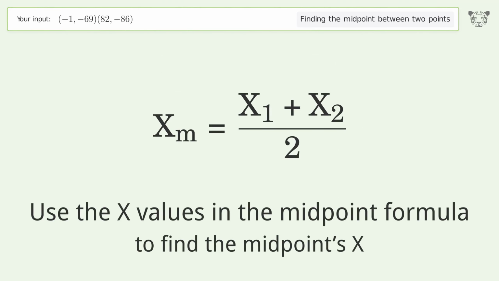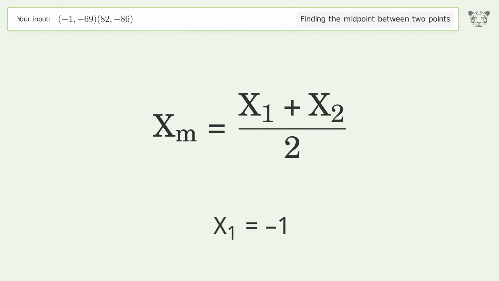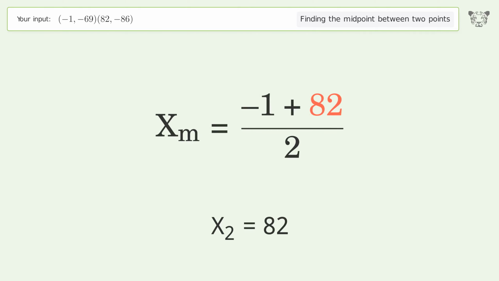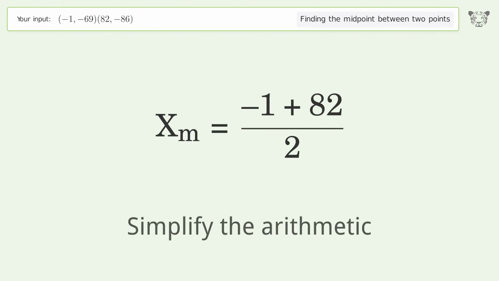Use the x values in the midpoint formula to find the midpoint's x. x1 equals negative 1. x2 equals 82. Simplify the arithmetic.